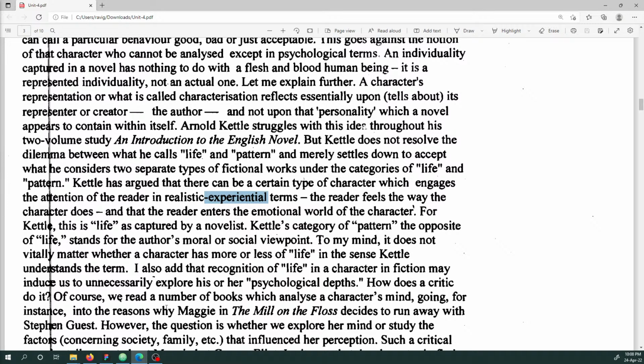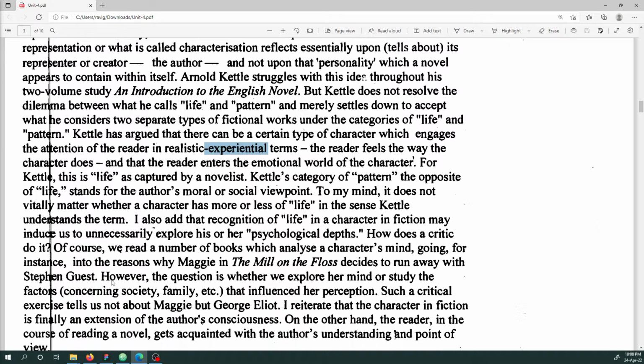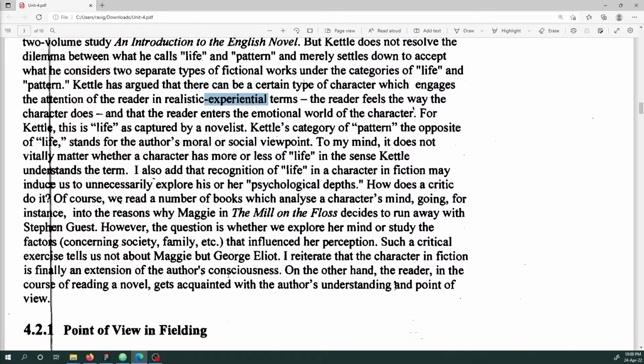Of course, we read a number of books which analyze a character's mind, going, for instance, into the reason why Maggie in the Mill on the Floss decides to run away with Stephen Guest. However, the question is whether we explore her mind or study the factors that influenced her perception. Such a critical exercise tells us not about Maggie but George Eliot. I reiterate that the character in fiction is finally an extension of the author's consciousness.